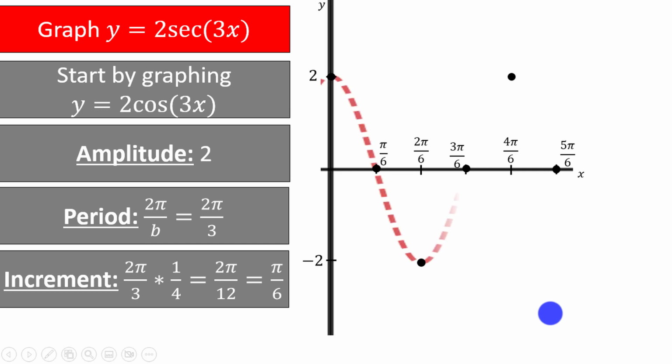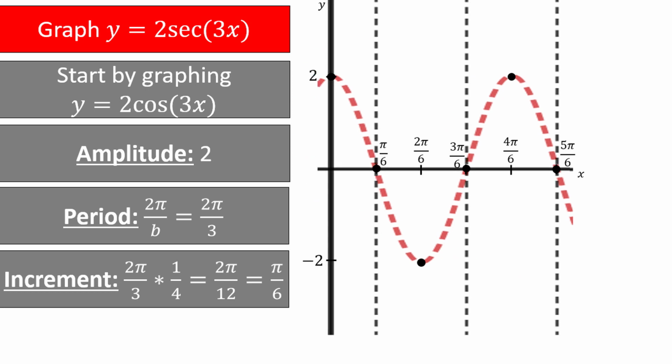If we connect the dots in a dotted line, we will have the graph of y equals 2 times the cosine of 3x. I use a dotted line here because this really isn't our goal. We would like to graph y equals 2 times the secant of 3x, but we are using the graph of y equals 2 times the cosine of 3x to help guide us. The next thing I do is draw a vertical asymptote at any time the cosine function has a 0. So that's at pi over 6, 3 pi over 6, and 5 pi over 6.